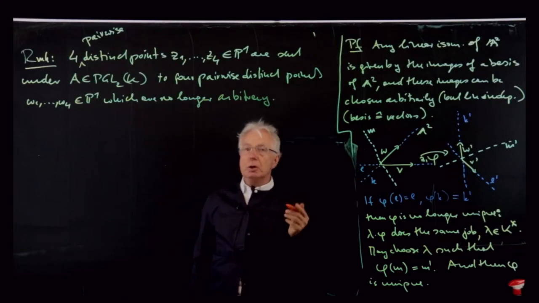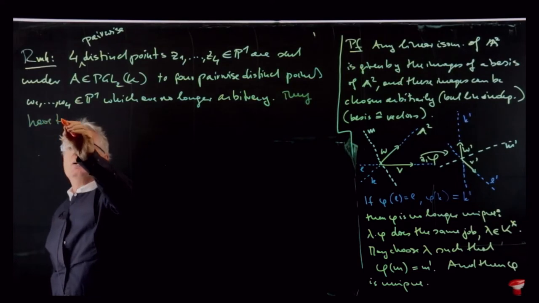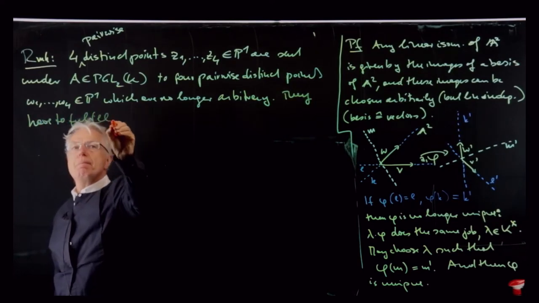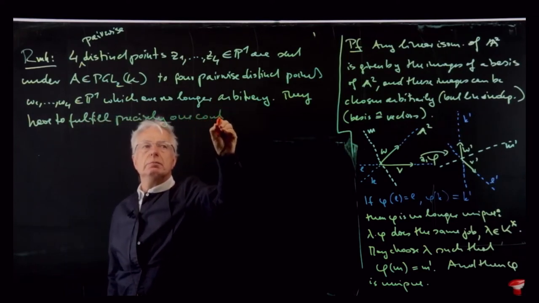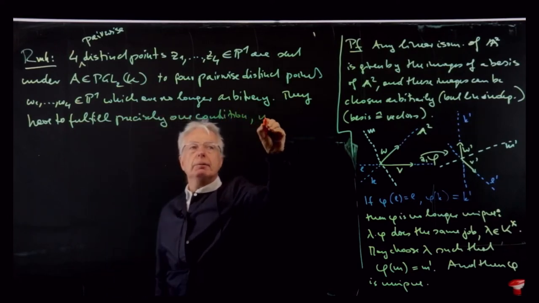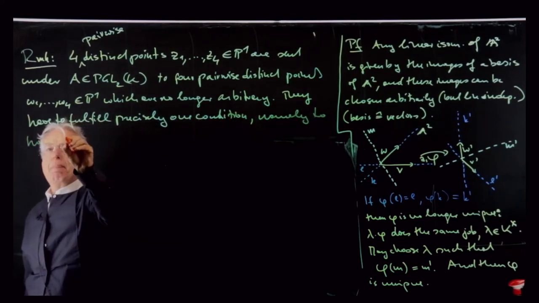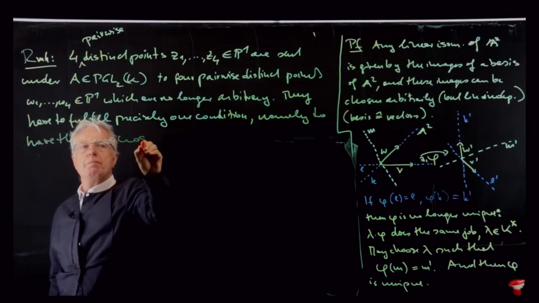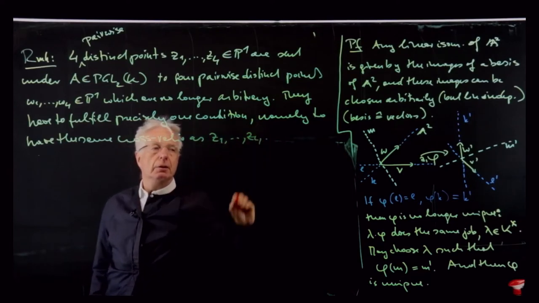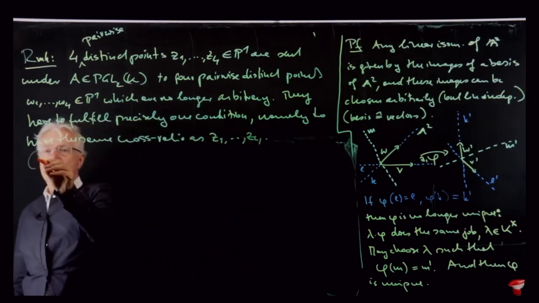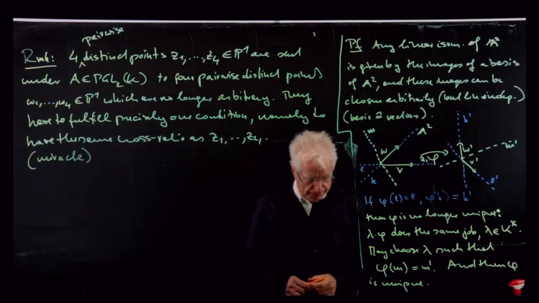So there is precisely one condition. We have to fulfill precisely one condition, namely to have the same cross ratio as Z1 up to Z4. That's like a miracle. It's not very deep, but it's nice.